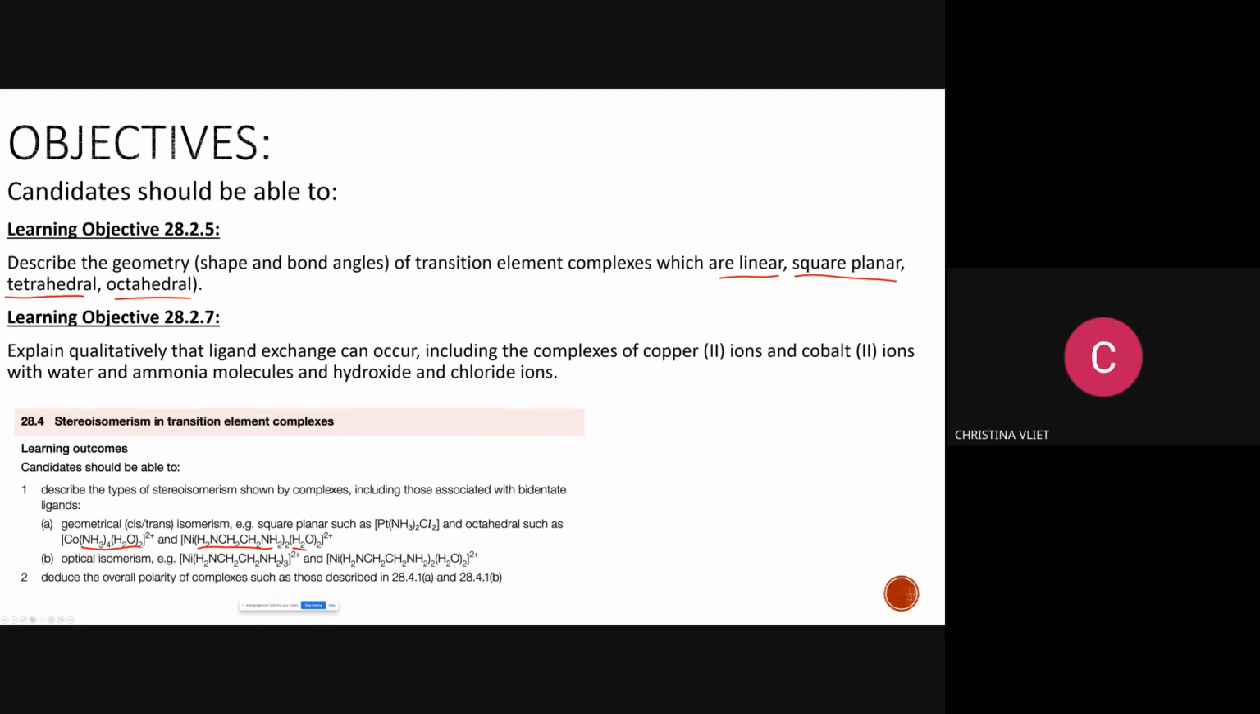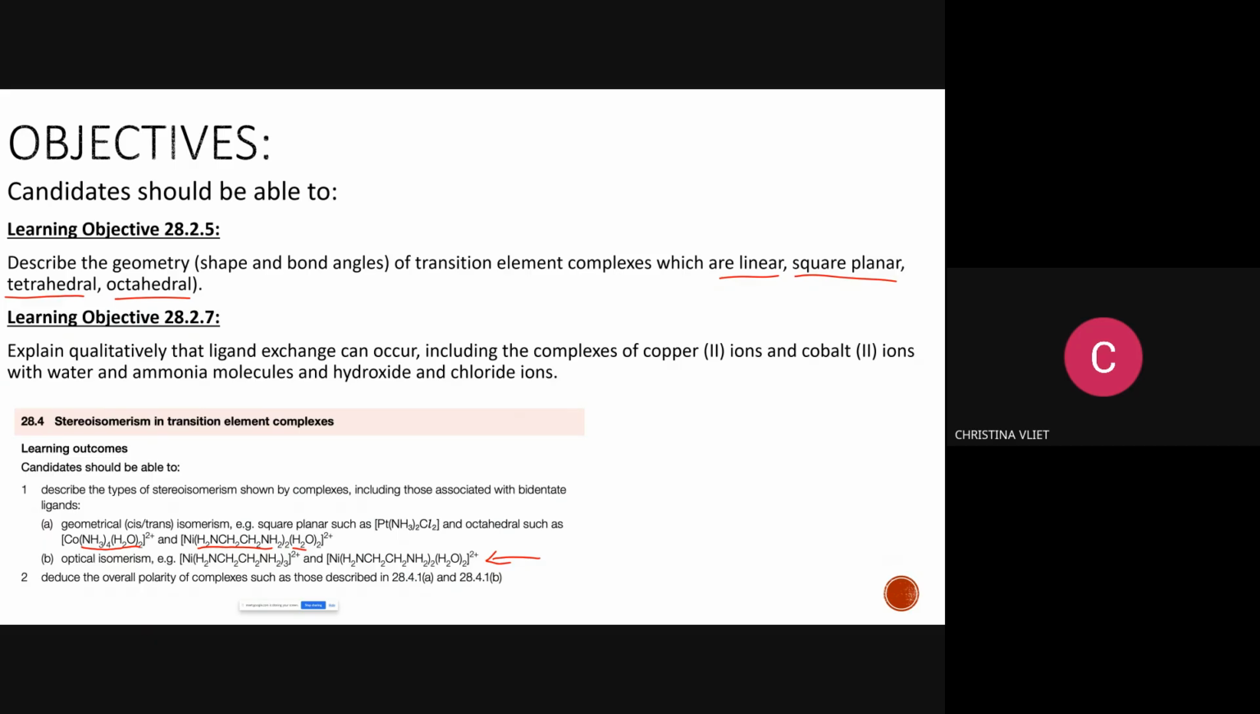So we're going to go ahead and continue. I just wanted to bring you back to this, where it says optical isomerism. Notice the examples that they want us to look at. They want us to look at 3 bidentate ligands, or 2 bidentate ligands and 2 monodentate ligands.